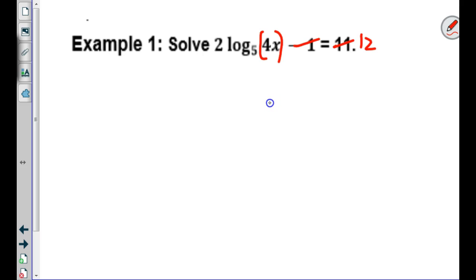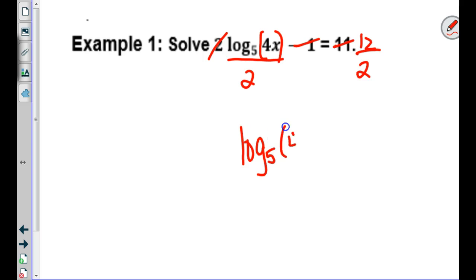Then divide by 2, because of the 2 out front. Now we have log base 5 of 4x equals 6. All we did was add the 1 over there and divide by 2. We didn't change anything here. We still have log base 5 of 4x. Now what?